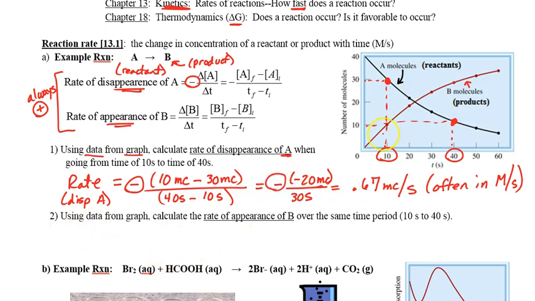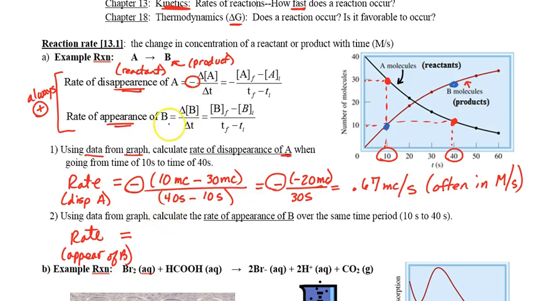So now let's do the opposite, and let's do the rate of appearance of B. So we're going to use the same graph here. Now we're going to do the rate of appearance of B, right? It's a product, and so it's going to appear. We're going to plug in the same idea. Now for B, let me get a different color here. In B, we're going to be going from here to there. So you're gaining molecules, right?